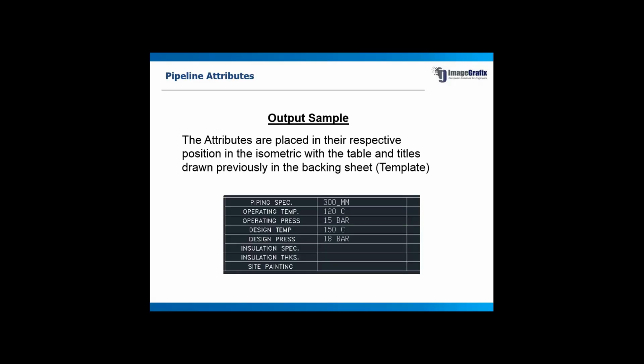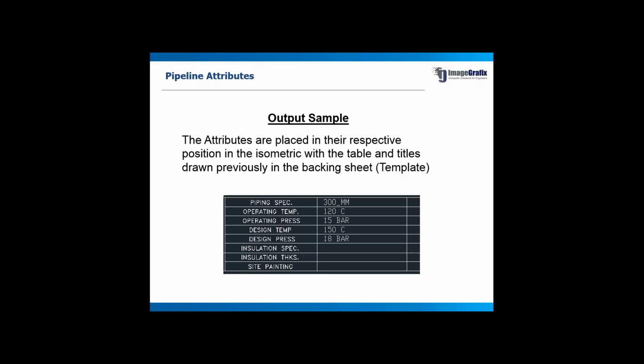Once we complete this webinar, we will get such an output, which is shown in the image below. The attributes are placed in their respective positions in the isometric, with the table and titles which are drawn previously in the backing sheet. That is nothing but your template, which can be made by using AutoCAD. Here each and every customer or company will have their own template as the format for the isometric whenever you are submitting to the customer.